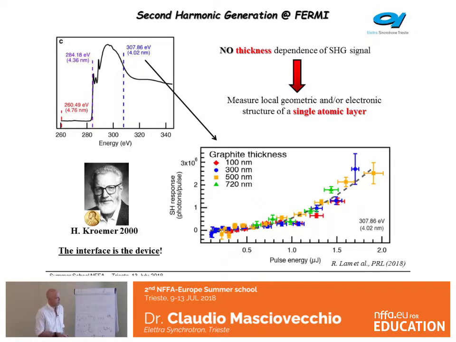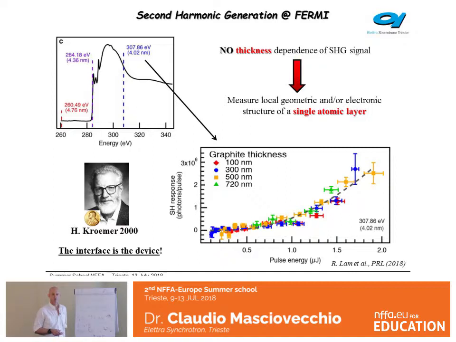So if you look here, for example, in this point, then you see that the second harmonic response goes nonlinear. And this is normal because it's a nonlinear effect. Then you see there are many points, many colors. The difference in the colors is just the sample thickness. So this is telling you that the signal that you get is only from the surface of your sample. So actually you are not measuring the response of graphite, but you are measuring the response of graphene, because really you are getting signal from a single atomic layer.